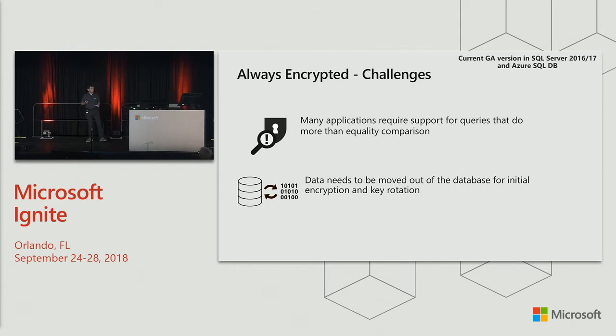So that's one problem. The second problem is more on the operational side. For those of you who use Always Encrypted in SQL Server 2016, 2017, or Azure SQL Database, you know that in order to perform any cryptographic operations on the data, for example, to encrypt your data for the first time or to rotate column encryption keys, you have to move all your data outside of the database, perform these operations on a different machine, and then upload the data back. SQL Server cannot perform these operations for you by design because it doesn't have access to the keys, right?